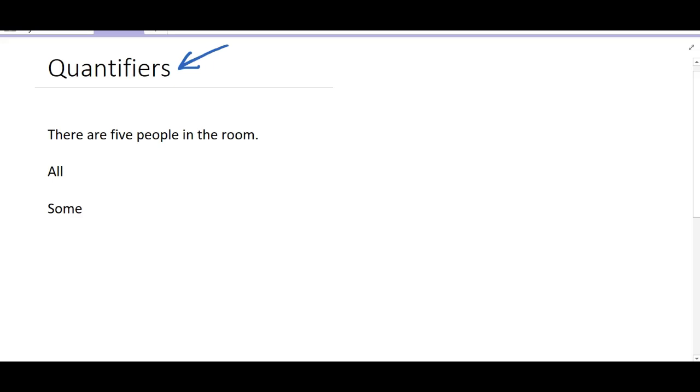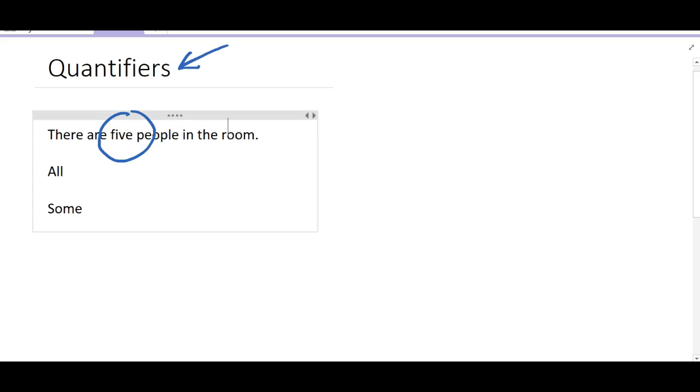A quantifier is a word or expression that tells you how many things there are in a certain set or in a certain situation or a certain environment. Basically, a quantifier is a word or expression that answers the question, how many? So if I say there are 5 people in the room, the quantifier obviously is the word 5.